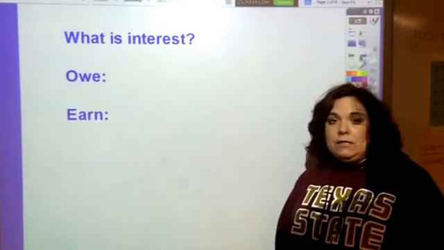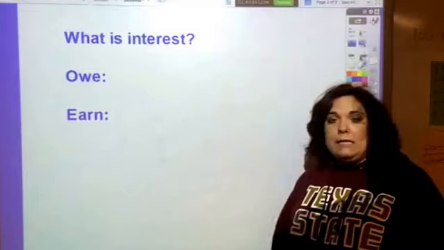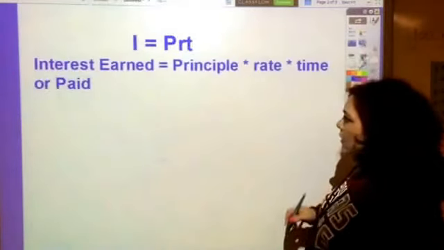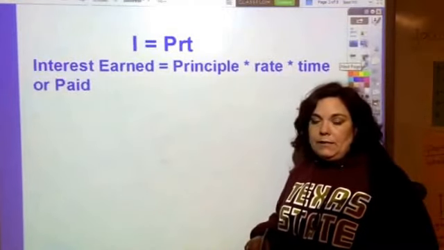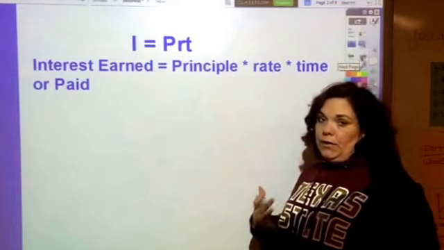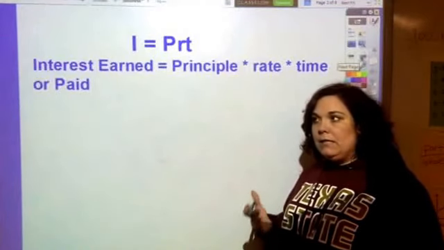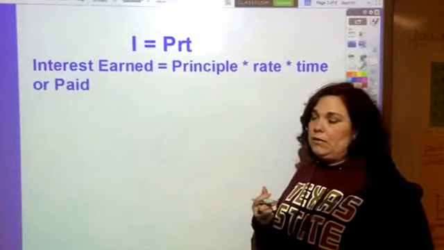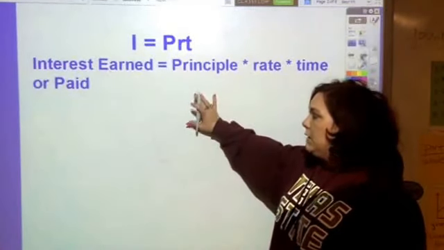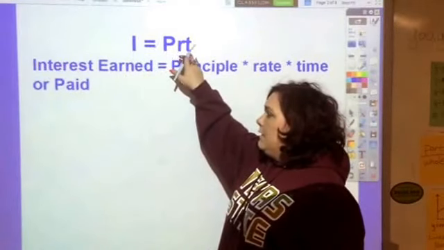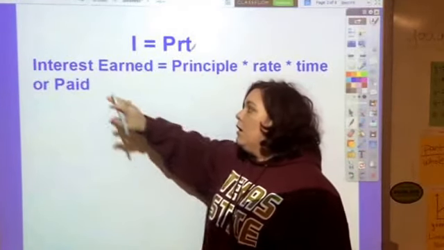So you consider rates. Interest rates are based on percentages. There is a formula for interest, and this is simple interest only. The problem or the situation will always say either simple or compounded interest. This is simple interest. And so I equals capital P, R, and T. And this is what those stand for.